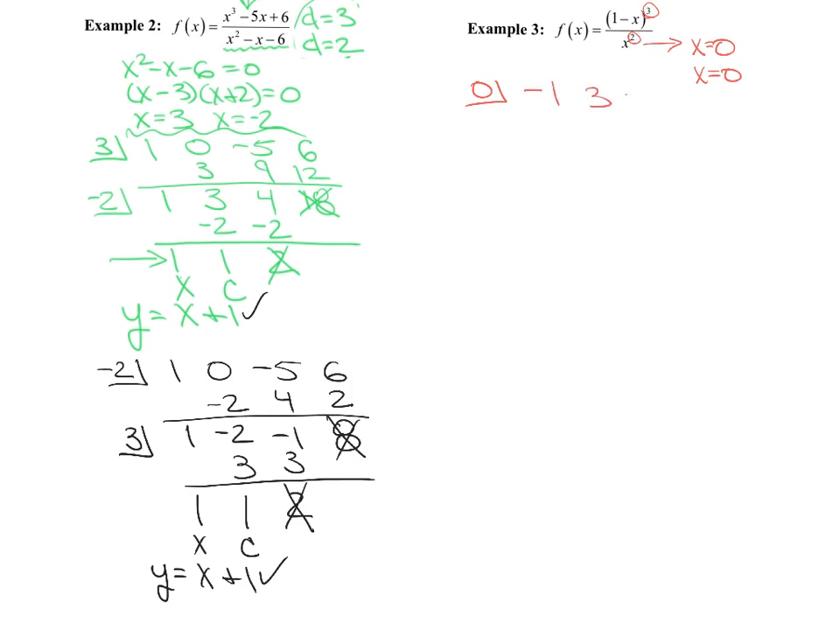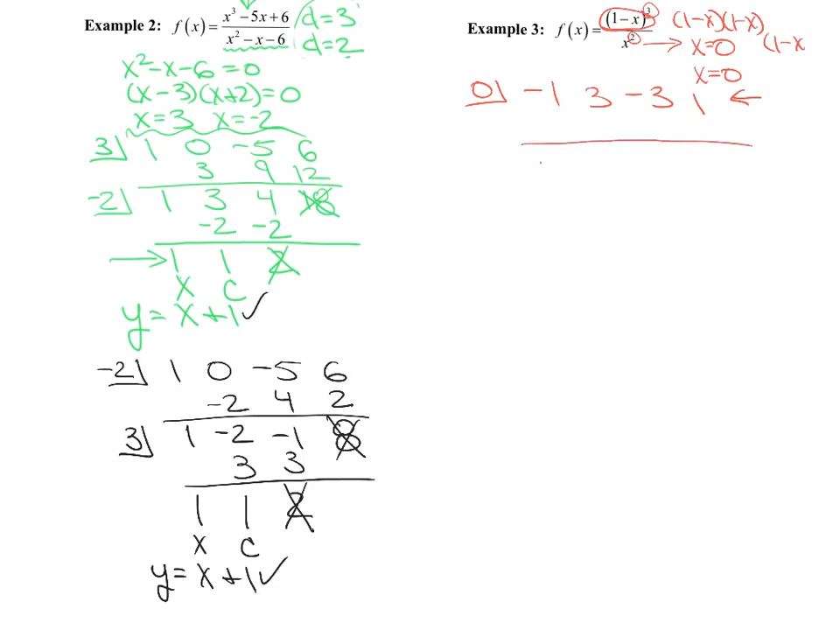Negative 1, 3, negative 3, 1. And again, the way we come up with that is you're going to have to FOIL twice. Do 1 minus x times 1 minus x. That's 1 minus x squared. And then you're going to have to multiply by 1 minus x again. And that is how we get the numbers in the top row.